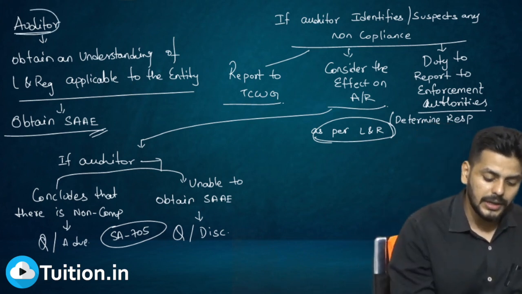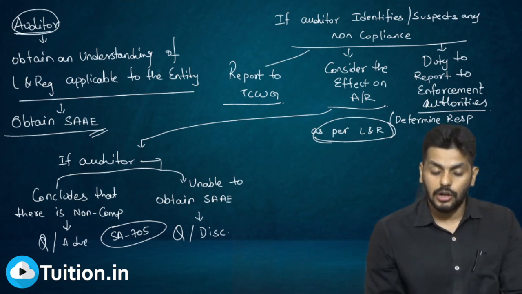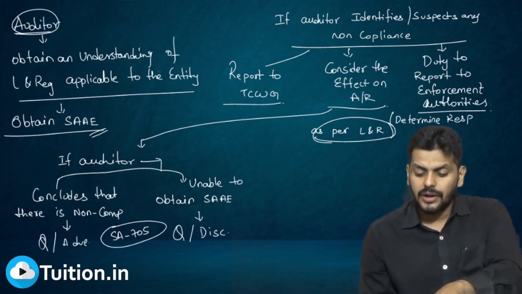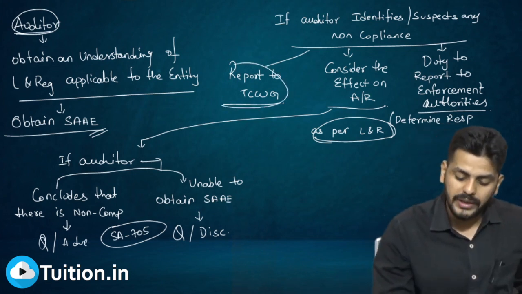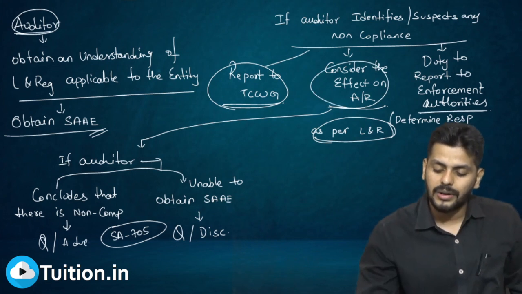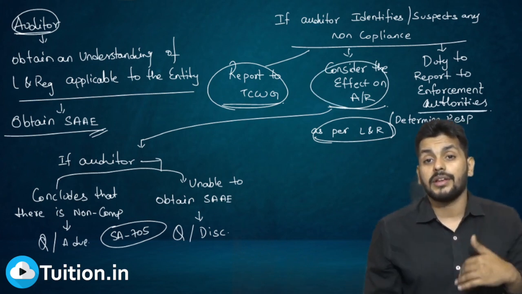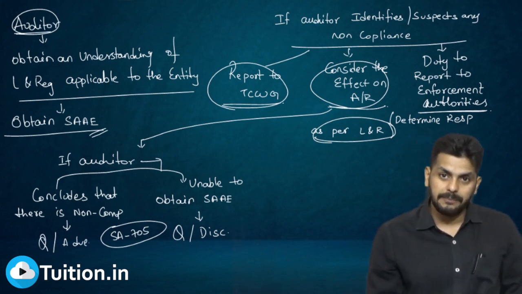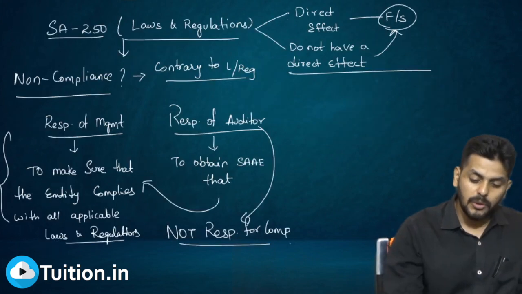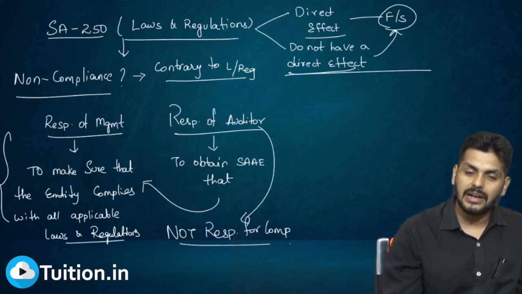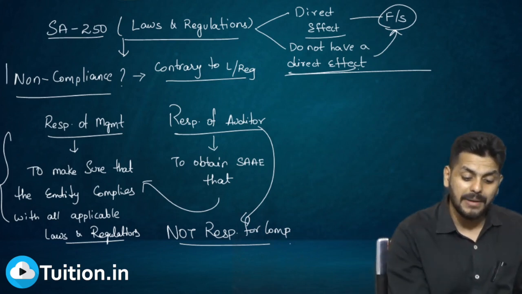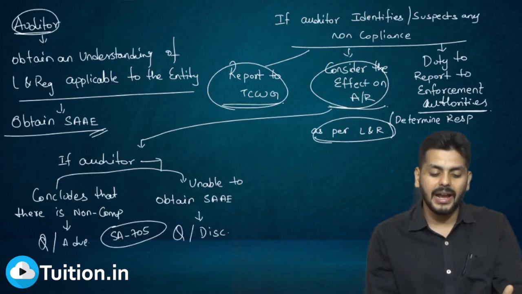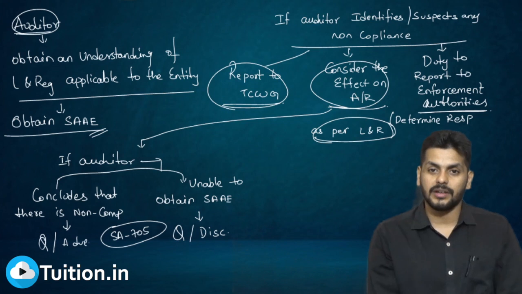So yeah, auditor should obtain an understanding of the laws and regulations applicable to the entity, obtain sufficient appropriate audit evidences, and if the auditor identifies or suspects any non-compliance, you report to TCWG, consider the effect on audit report, and see if there's a duty on you to communicate to the enforcement authorities. So that is the whole crux of 250. Okay. So 250 spoke about two types of laws, which have a direct effect and do not have a direct effect. What are you supposed to do if you identify non-compliance? What is a non-compliance? When something is contrary. And then what is the responsibility of management and auditor? And this whole piece of your reporting aspects.